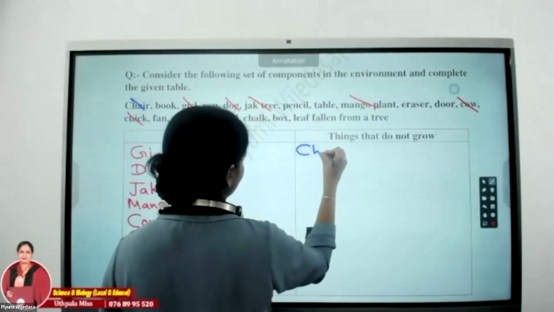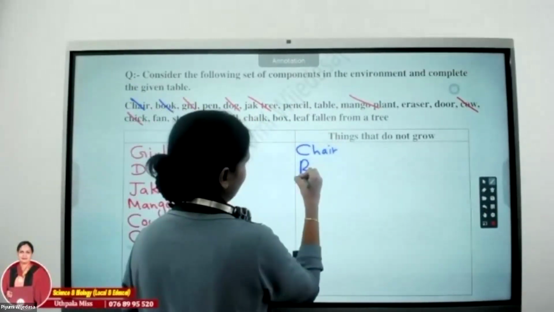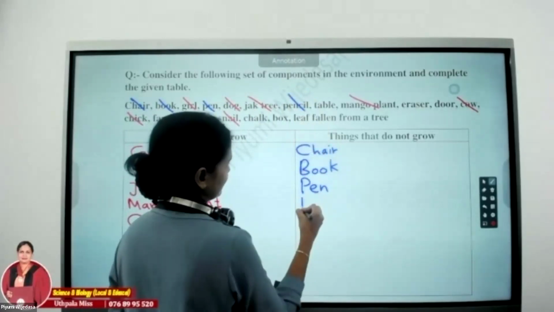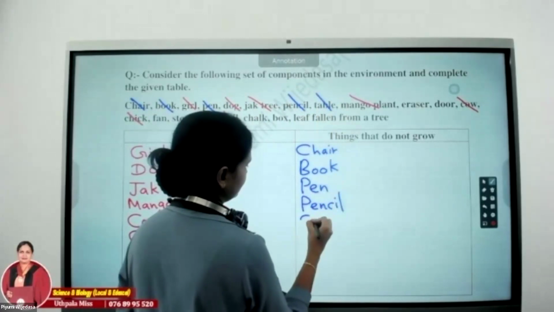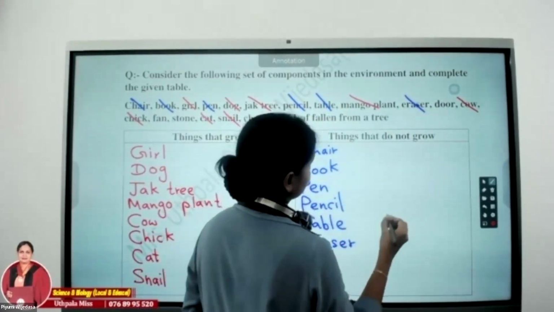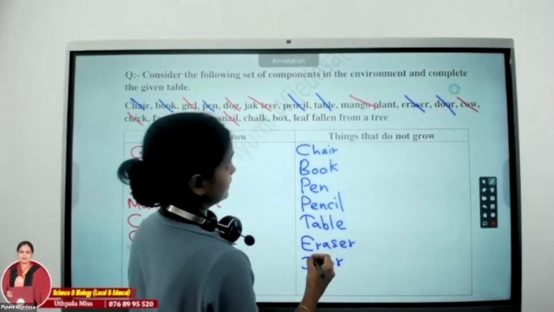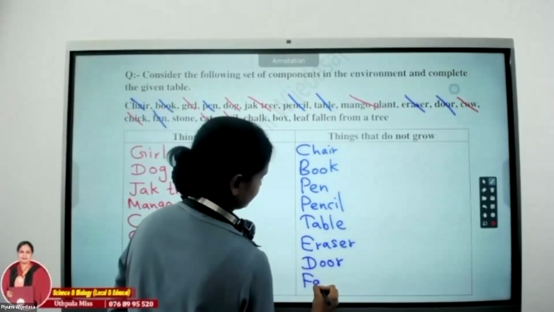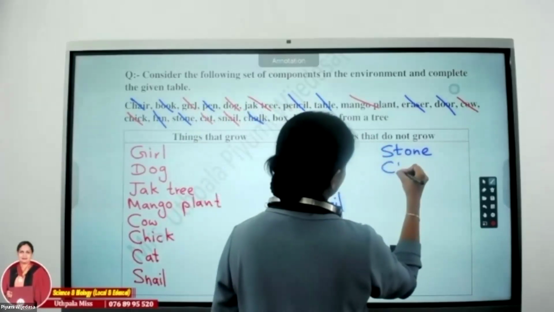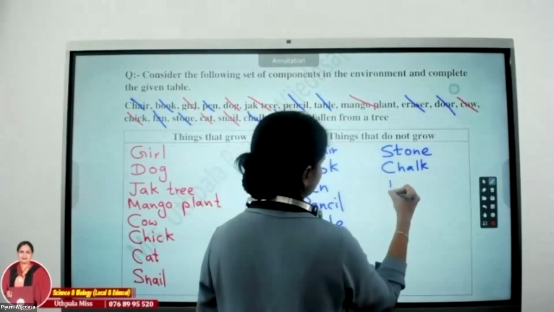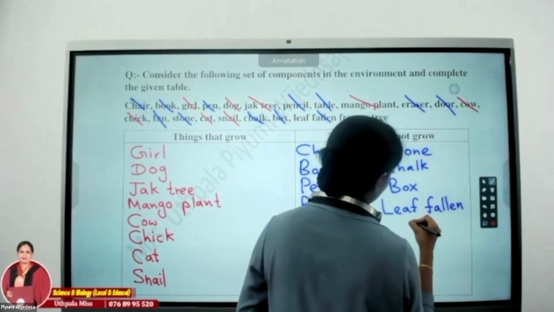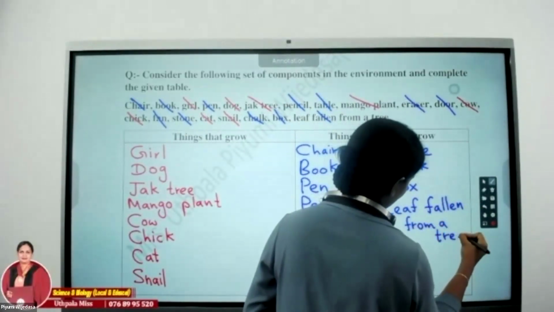Chair. Book. Pen. Pencil. Table. Eraser. Door. Fan. Stone. Chalk. Box. Leaf fallen from a tree.